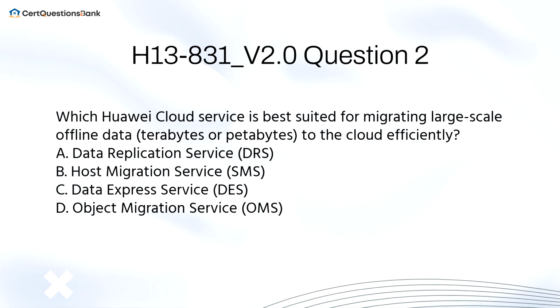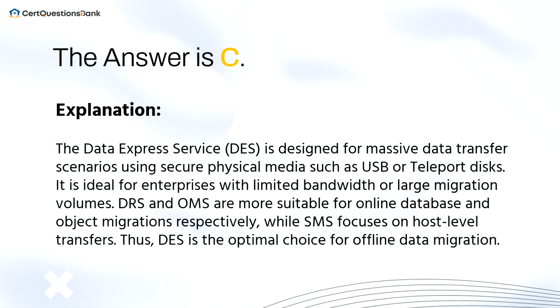Which Huawei Cloud service is best suited for migrating large-scale offline data, terabytes or petabytes, to the cloud efficiently? A. Data Replication Service, DRS. B. Server Migration Service, SMS. C. Data Express Service, DE. D. Object Migration Service, OMS. The answer is C.